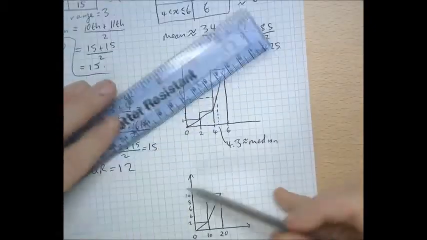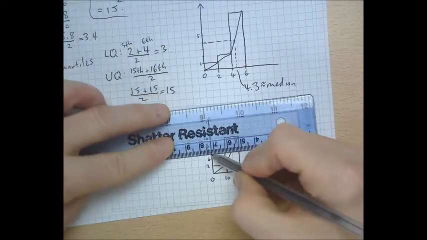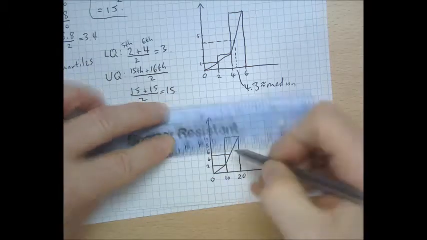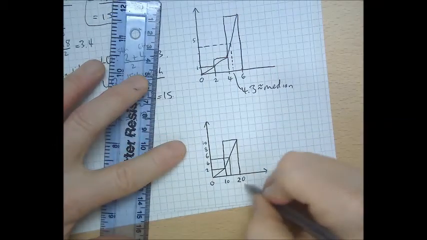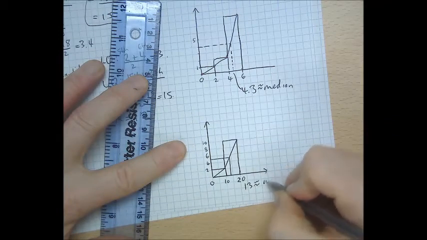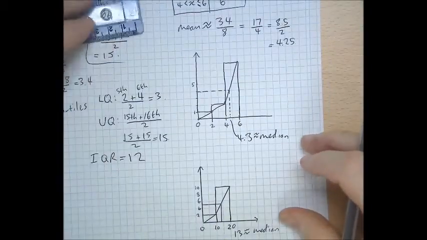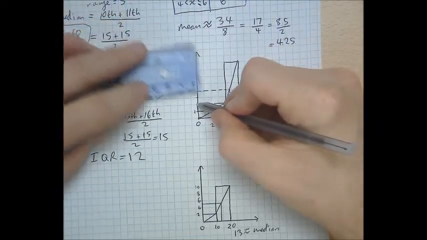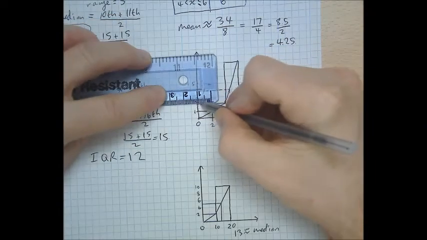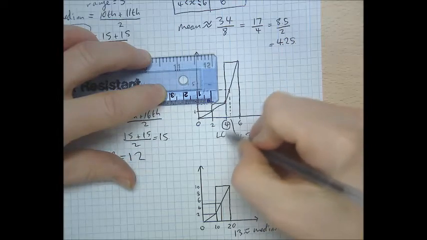Ask yourself, how high did I get when I got to my highest? It was 10, so go to 5. Cut across. Cut down. That's your estimate of the median. How do you get the quartiles? Just do the same thing, but ask yourself how high you got at your highest. Go to a quarter of that. So a quarter of 8 is 2. Cut across, cut down. So that's your lower quartile estimate.